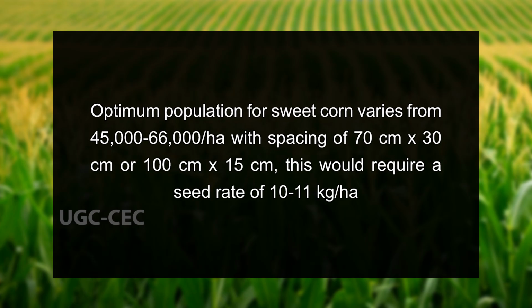The optimum population for sweet corn varies from 45,000 to 66,000 per hectare with spacing of 70 centimeter by 30 centimeter or 100 centimeter by 15 centimeter. This would require a seed rate of 10 to 11 kg per hectare. Now, the method of sowing.